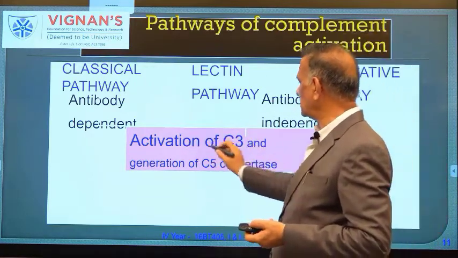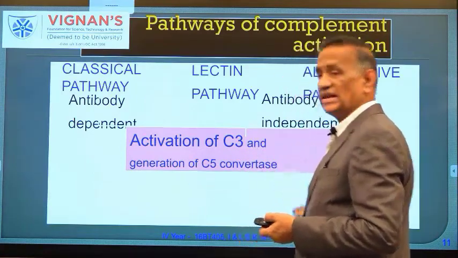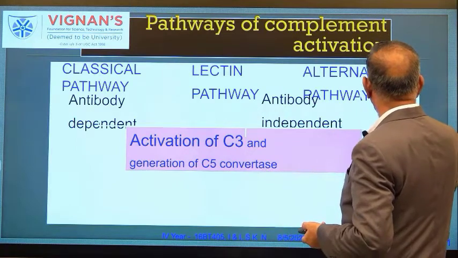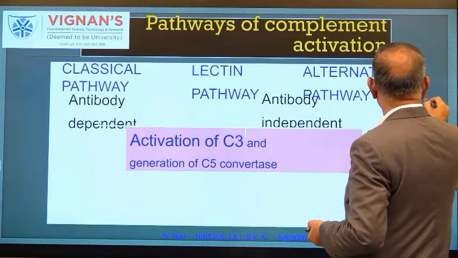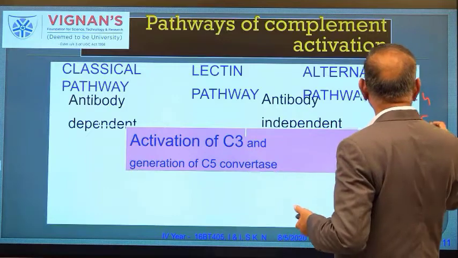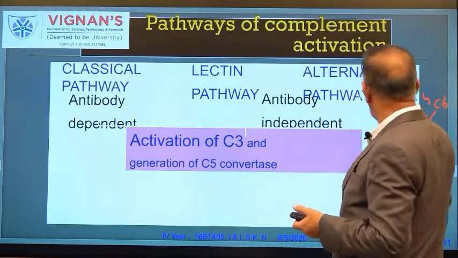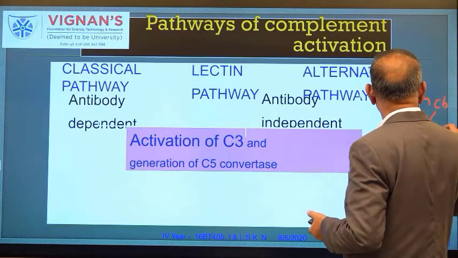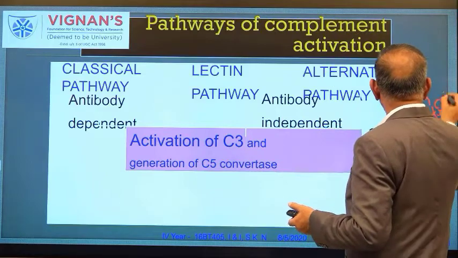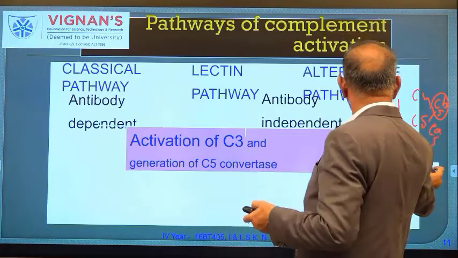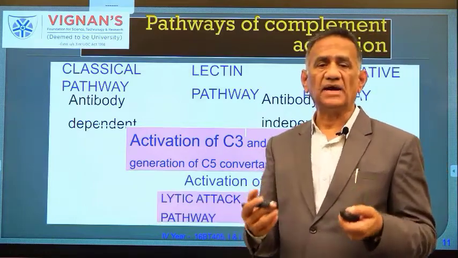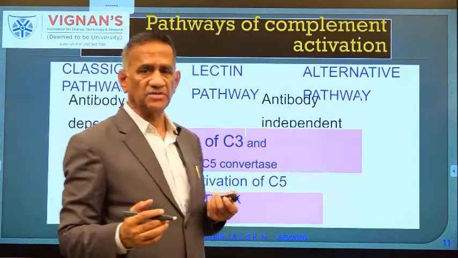Once C3 is activated, there is the generation of C5 convertase. That is what I have been telling you. There is C1, C2, C3, C4, C5. So C5 is now getting converted. How does it get converted? It becomes C5b and C5a. As a result, hereafter C5b comes into the scene. So now, with the activation of C5, the lytic activity pathway starts.